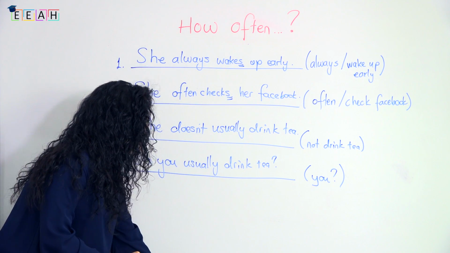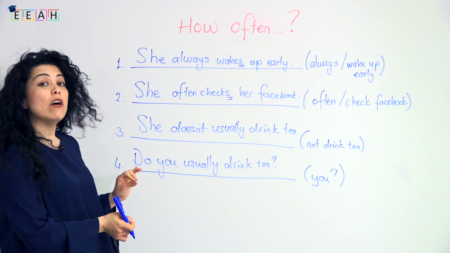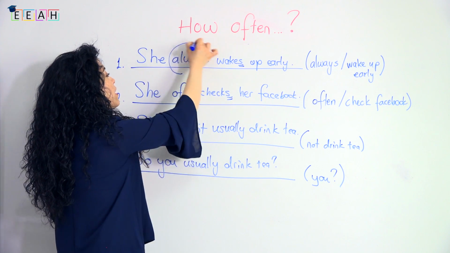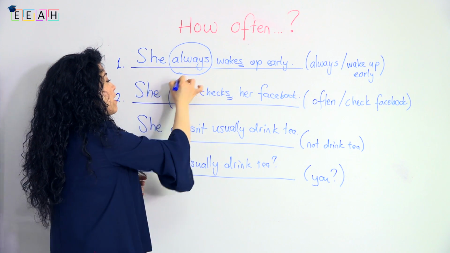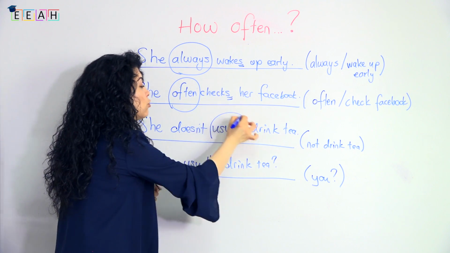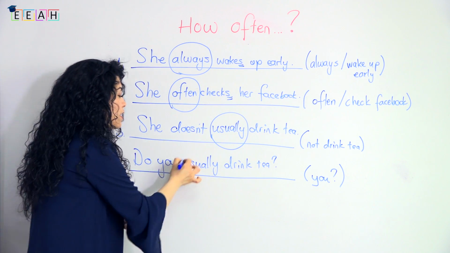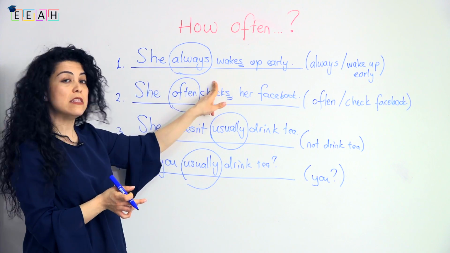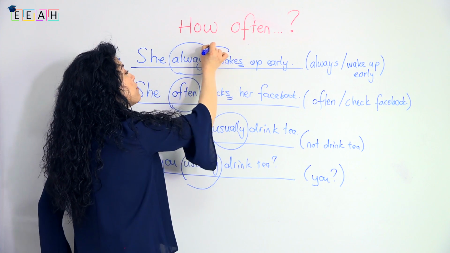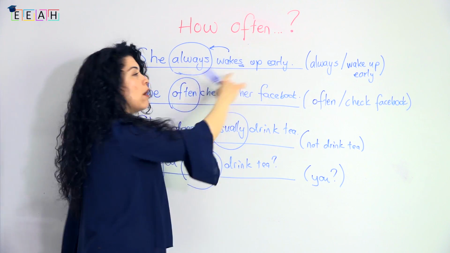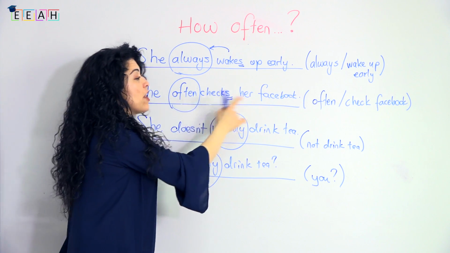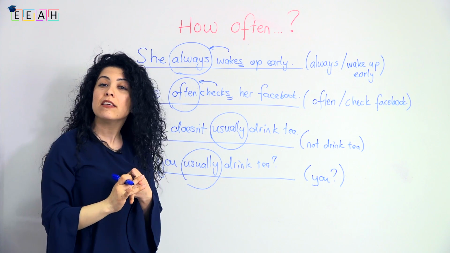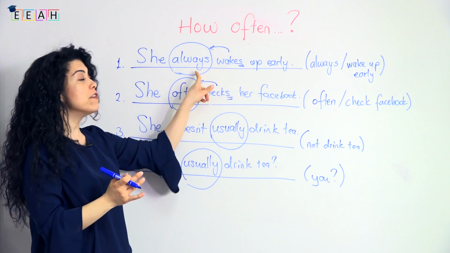I see. Now, we are going to focus on where we write the frequency adverb. So let's see. Here we have always. Here we have often. We have usually right here and another one here. Look at the sentence form. If it's a positive sentence, it comes before the verb. Always wakes up. Okay? Often checks her Facebook. So it's before the verb. Wake up, eat, drink, sleep, before the verb.